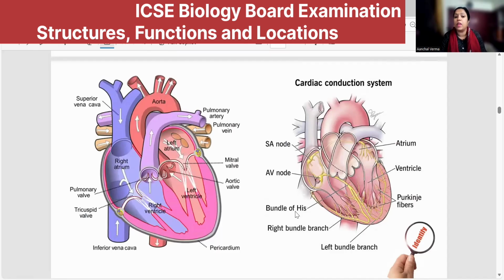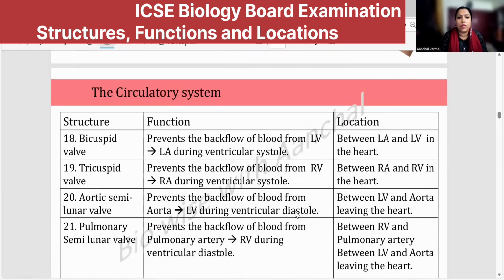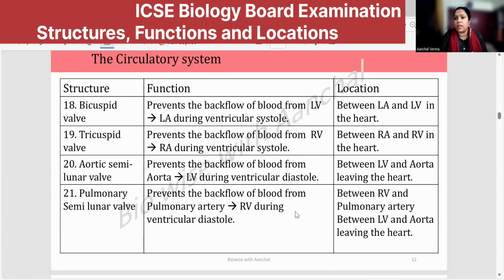So let us see how you have to write in the exam. Okay. Moving ahead, next is the bicuspid valve. What is the function? It prevents the backflow of blood from the left ventricle to the left auricle during ventricular systole.